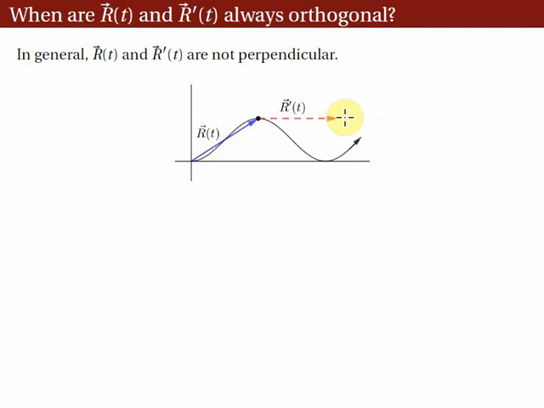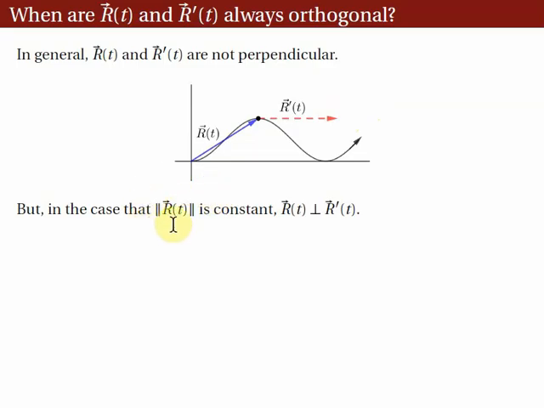So when are r and r prime always orthogonal? The answer is when the norm of r of t is constant for all t. So if the norm of r of t is constant for all time, then r of t is perpendicular to r prime of t. To show that this is the case, suppose that the norm of r of t is a constant k, so k is some positive real number for all t.